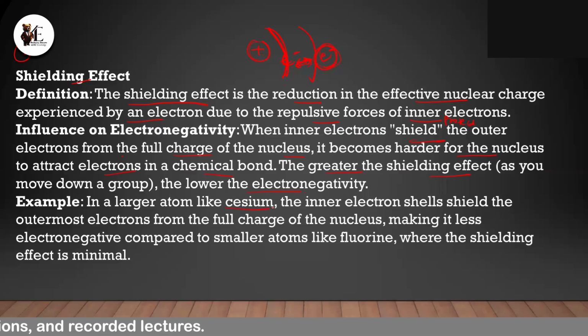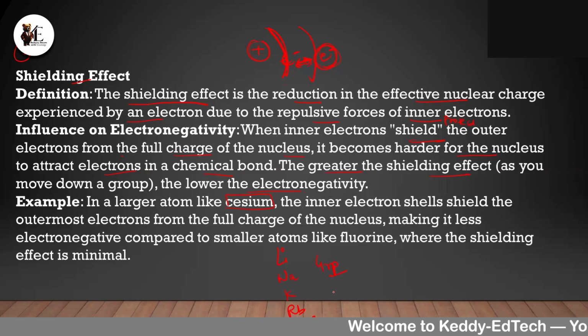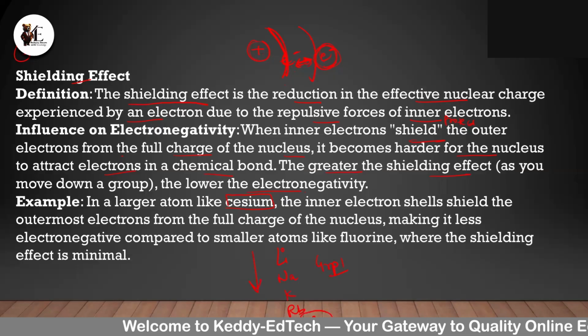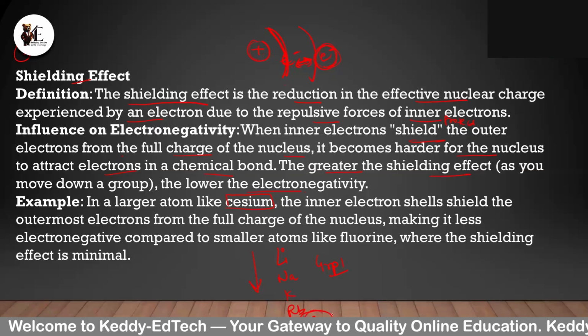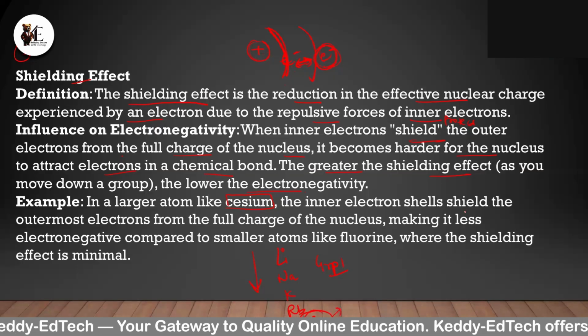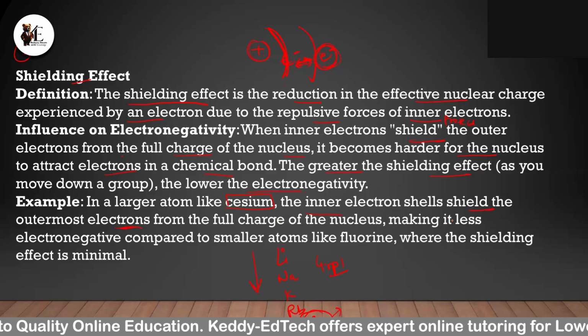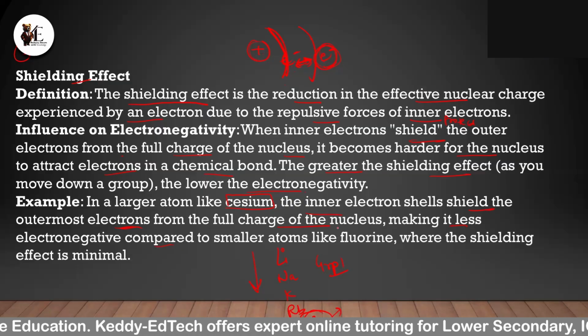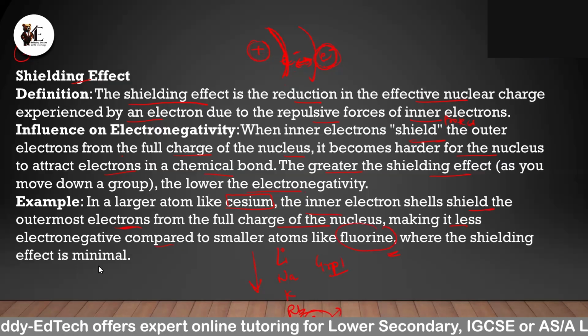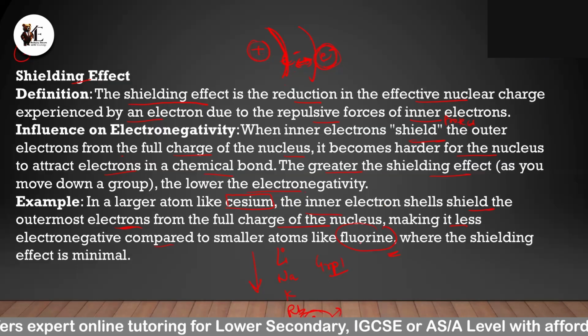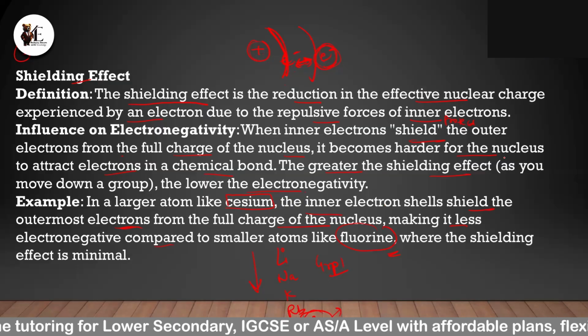An example is a large atom like cesium. Cesium comes in group 1 elements: lithium, sodium, potassium, rubidium, and cesium. So these are your group 1 elements. As you know, as we go down the group, atomic size increases, so cesium is very large. That means there are many inner electrons in cesium, and the inner electrons shield the outermost electron from the full charge of the nucleus. So it is less electronegative compared to smaller atoms like fluorine, where the shielding effect is minimal. So cesium is not electronegative. It is the most electropositive element.